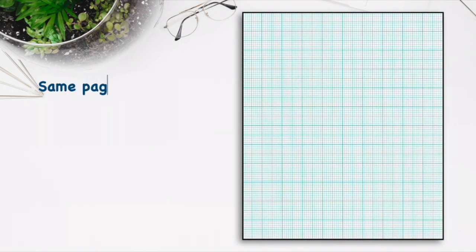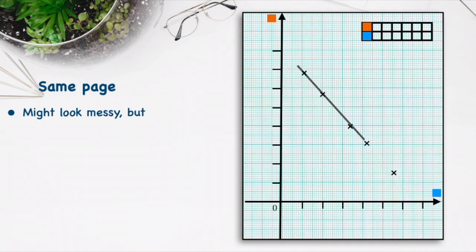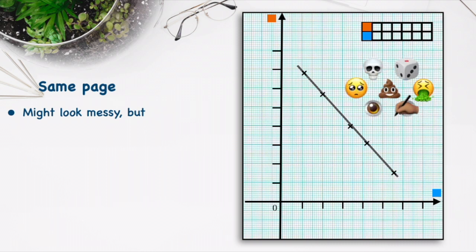Why not keep everything on the same page instead? Sure, it might look cluttered with a table, working, and graph all clumped together, but what matters is that come big brain time, you have all the numbers under your nose to minimize transference errors.